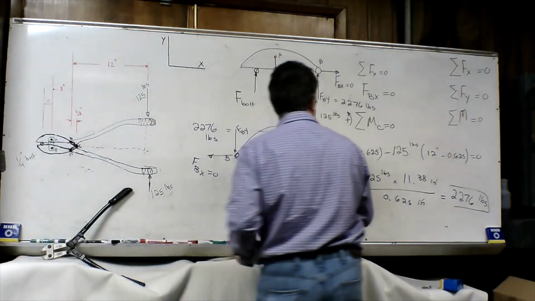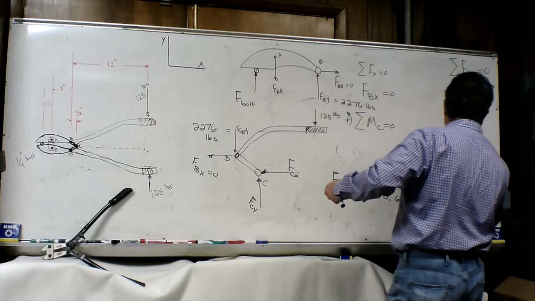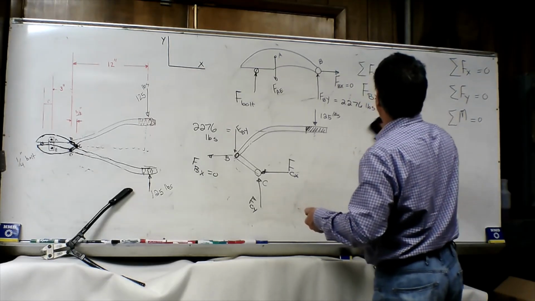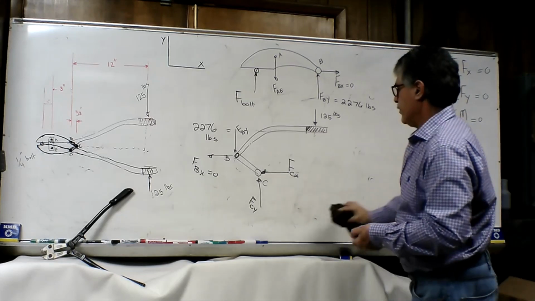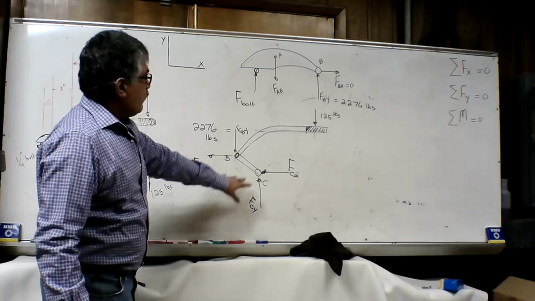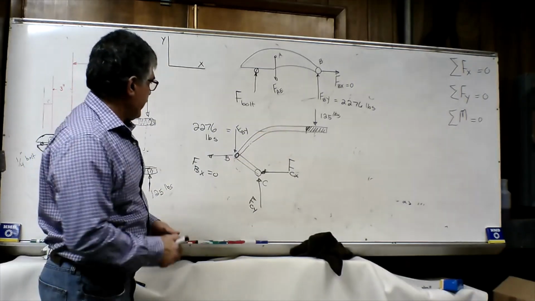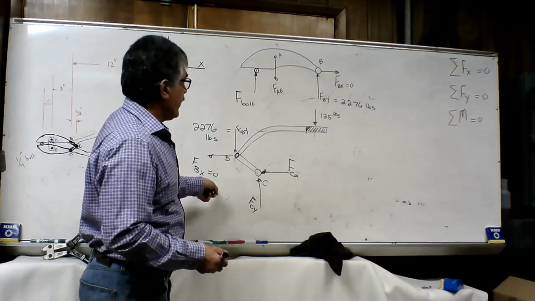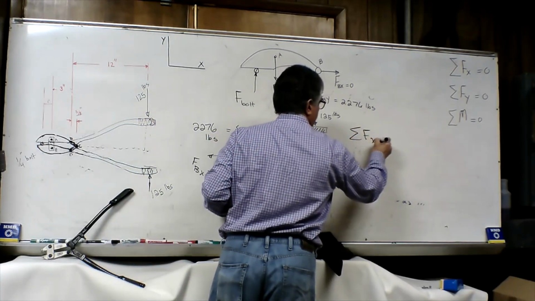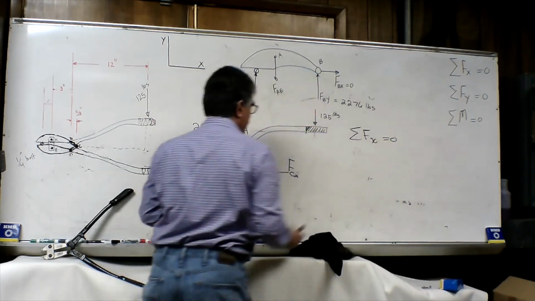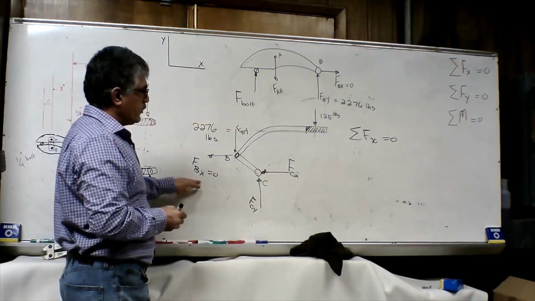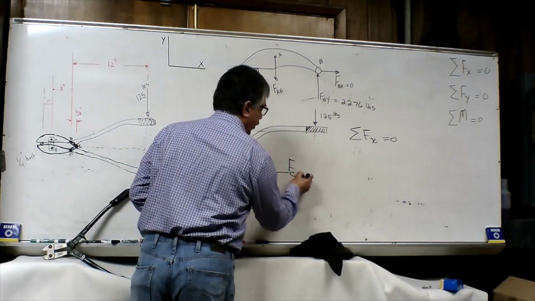now if we know that the summation of forces in x direction must be equal to 0. So we know FBX is equal to 0, so FCX will be also 0.